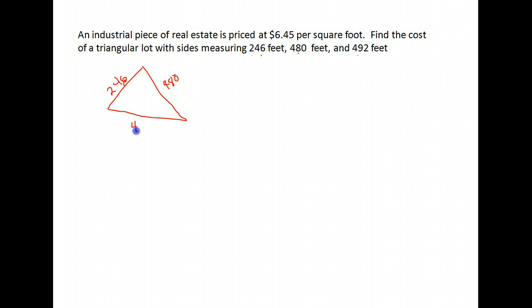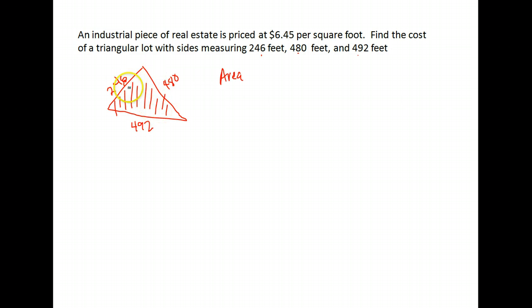Okay, we want to know what the price is going to be. Well, the first thing we need to know is how many square feet that piece of property is. That would be our area. Once we know the area, we can multiply it by $6.45 a square foot to find the full price. But our first job is to find the area.